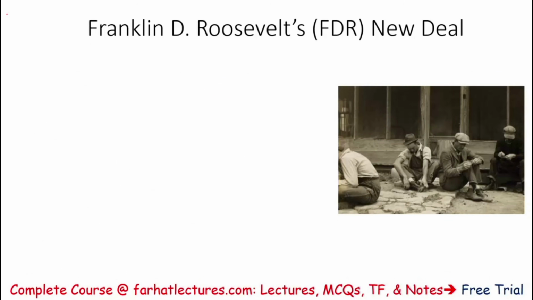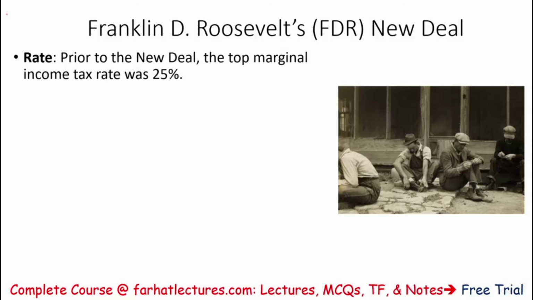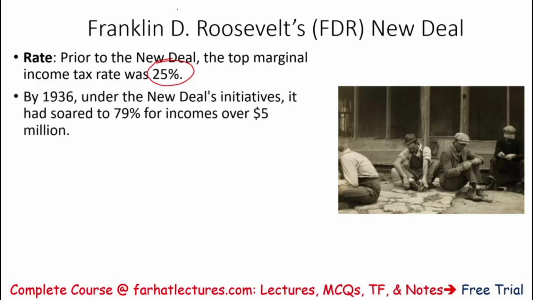Then here comes post-depression, which is the Franklin D. Roosevelt New Deal, FDR New Deal. Prior to the New Deal, the top marginal income tax rate was 25%. What happened by 1936 under the New Deal initiative? The New Deal created more government programs to help people get out of the depression. The income tax rate soared to 79% for people over $5 million in income.